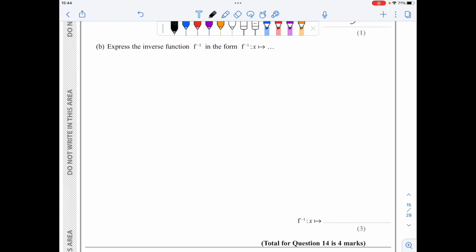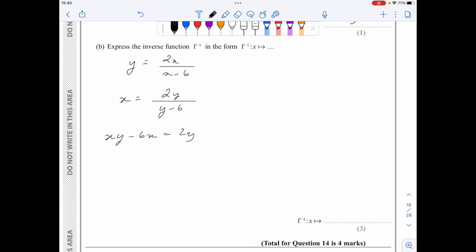For part B, start with the function y equals 2x over x minus 6. Now swap x and y's, so x equals 2y over y minus 6, and now I want to make y the subject. I'll start by cross multiplying, so xy minus 6x equals 2y.